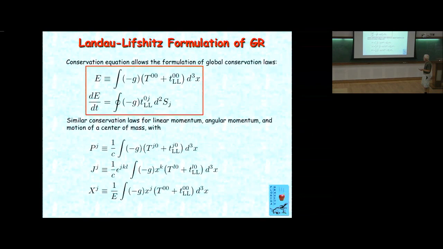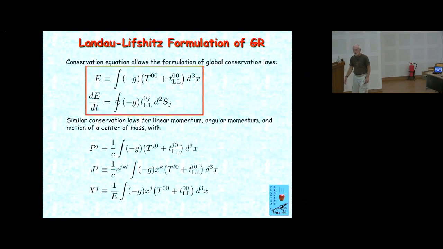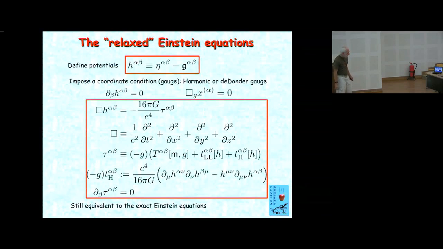And you can also define a center of mass of the system in a way very analogous to what we did in Newtonian theory, but now you have to use this full T plus the Landau-Lifshitz T to get an answer that really produces a meaningful quantity that is physical. But now I want to make this problem even simpler and produce something that we can actually use and work with.